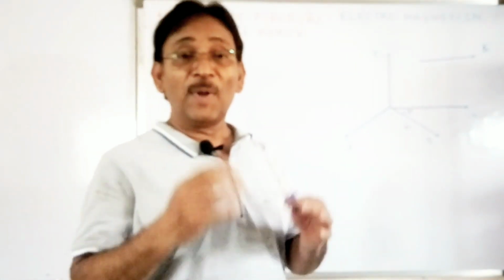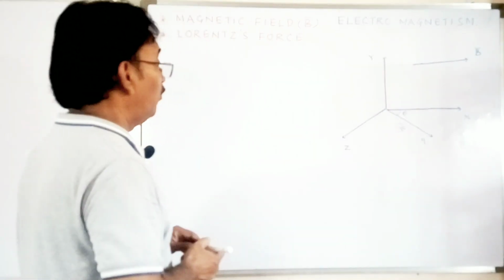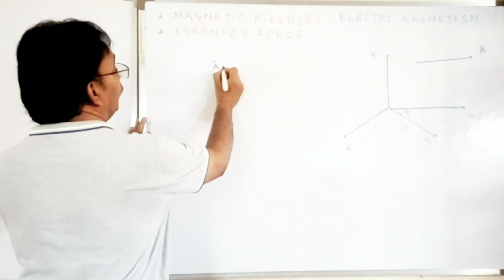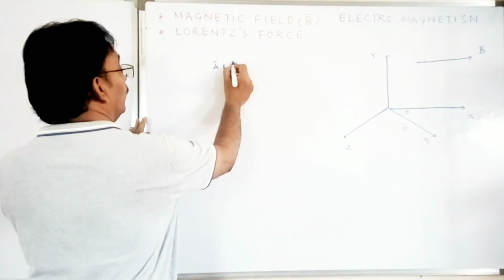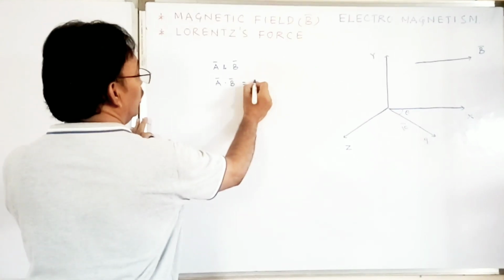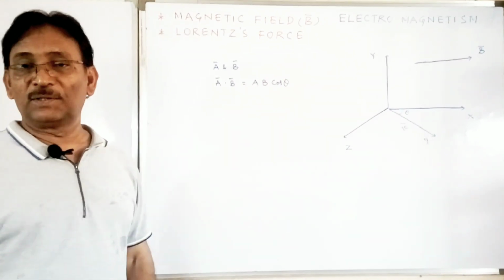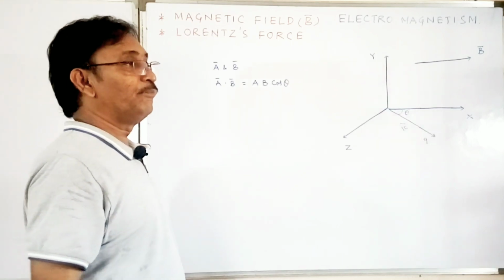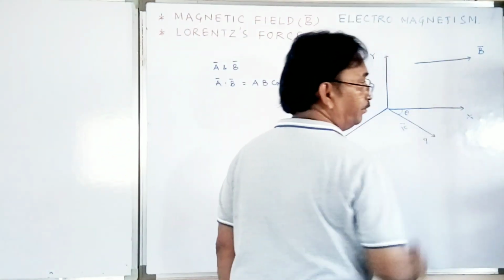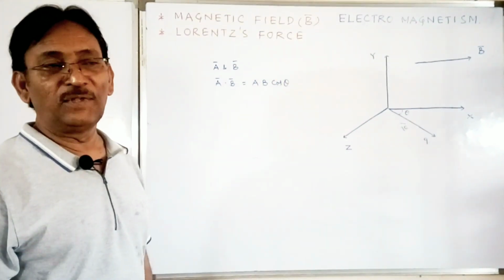To understand that concept very easily, we have to remember the concept of dot product. When two vectors are taken as A bar and B bar, the dot product is written as A bar dot B bar equals AB cos theta. It's the dot product of the two vectors. Here, if you watch carefully, B is a field and velocity is also a vector. We are taking the dot product of that.